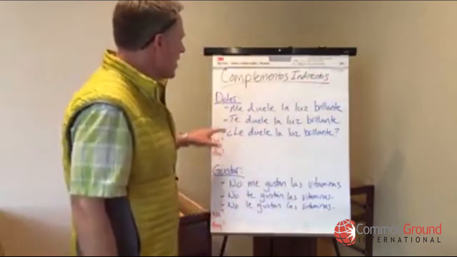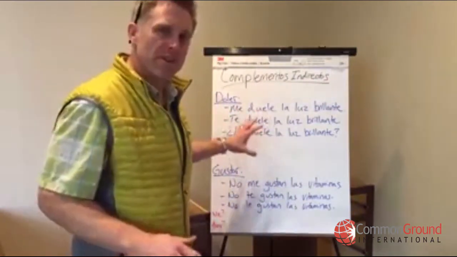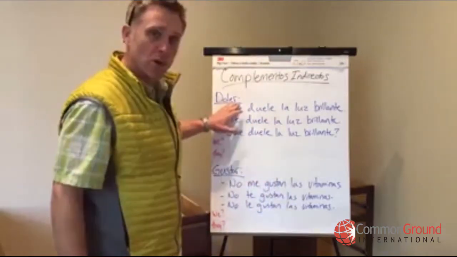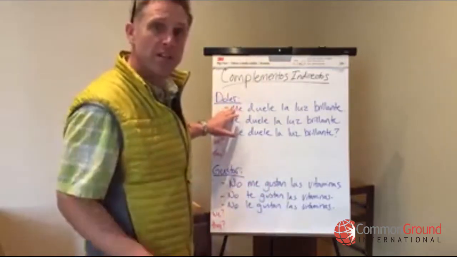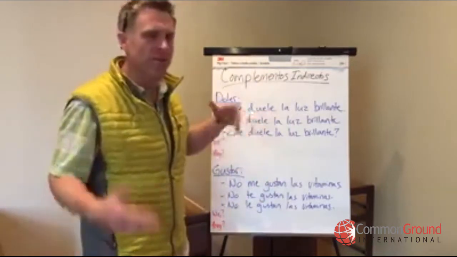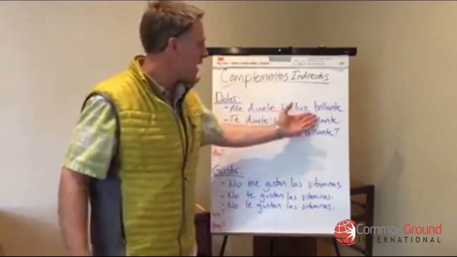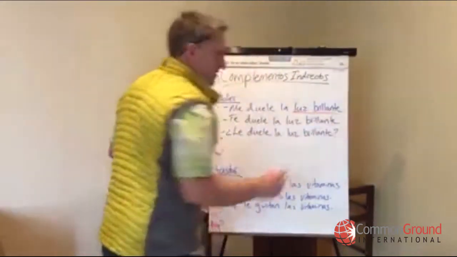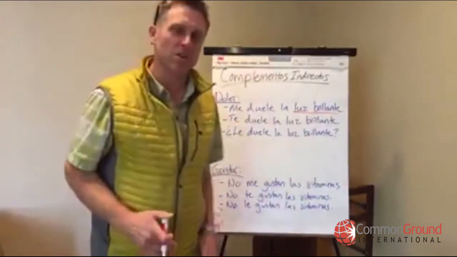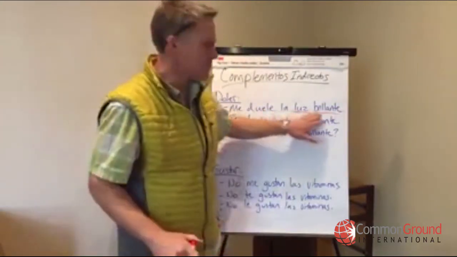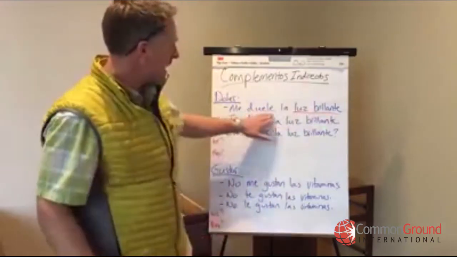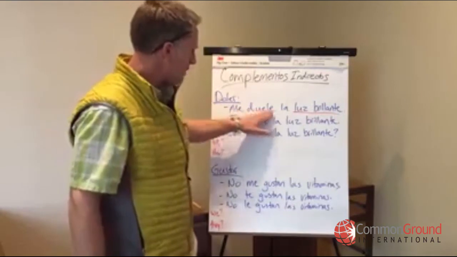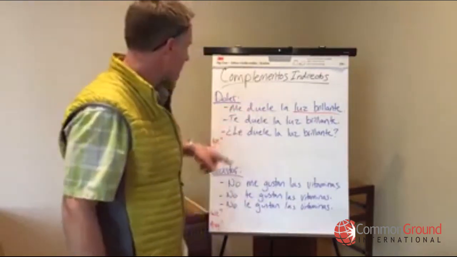Bien, so you are familiar with these even if you've never studied it before, even with a simple verb like doler, the verb to have pain or cause pain. So, me duele, you've heard me duele, right? Me duele la luz brillante. We've had some migraines in my house here this week. So, la luz brillante, bright lights. Me duele la luz brillante. Bright lights hurt me or cause pain to me, ¿verdad?